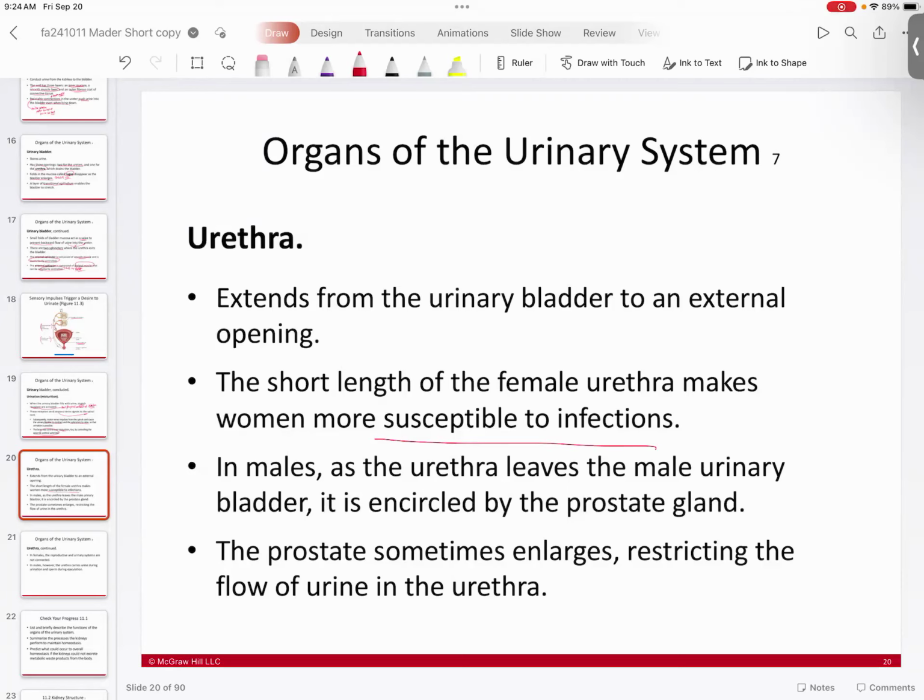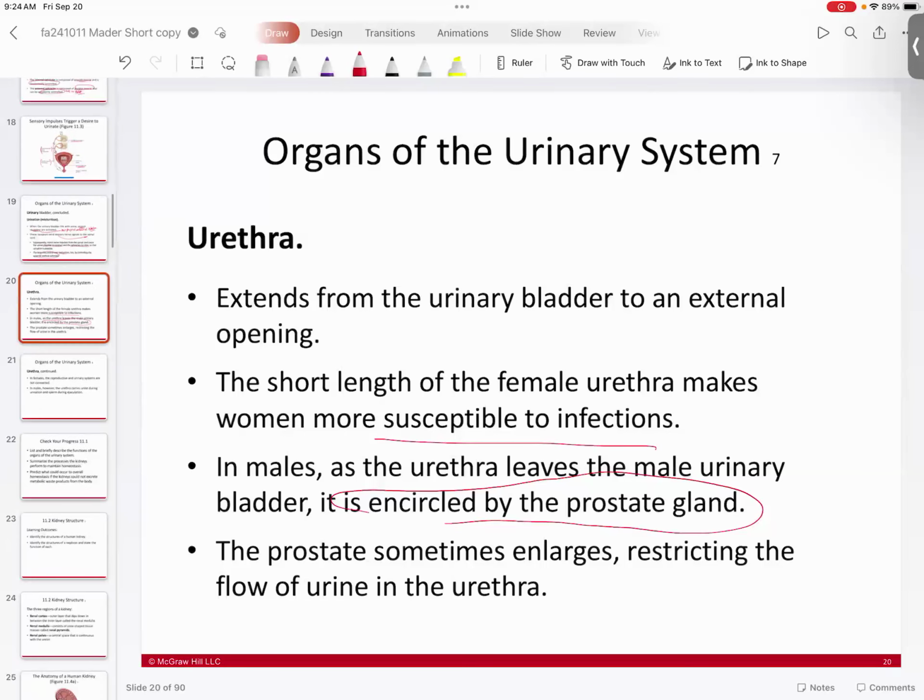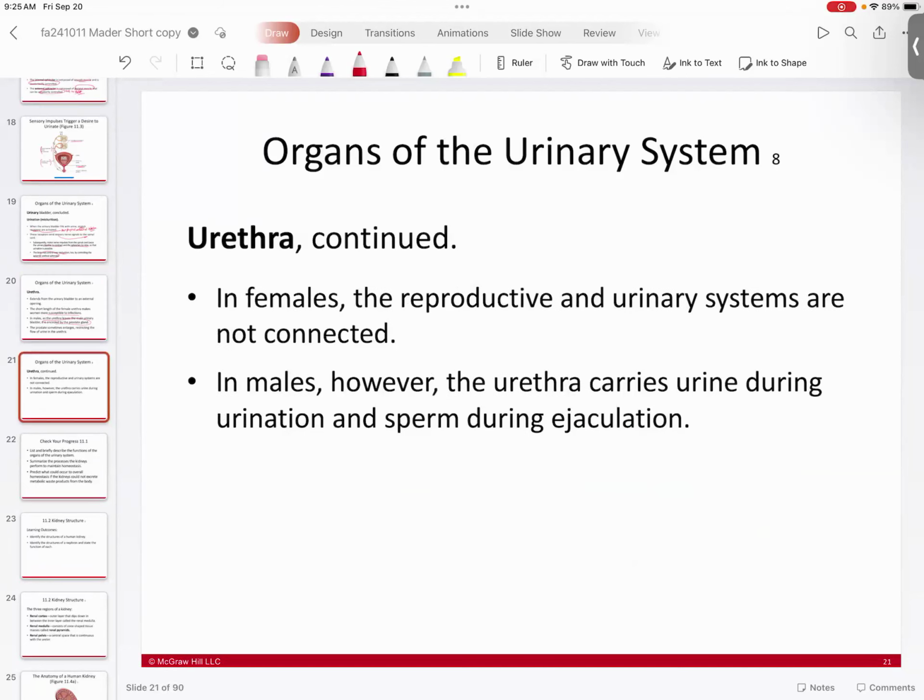Whereas in males, the urethra is kind of away from the body a little bit. Generally speaking, it will leave the bladder and pass through the prostate gland. And then the prostate, if it enlarges, will cinch down on the urethra, creating a sense of urgency, but you won't actually be able to urinate, because it's being pinched down.